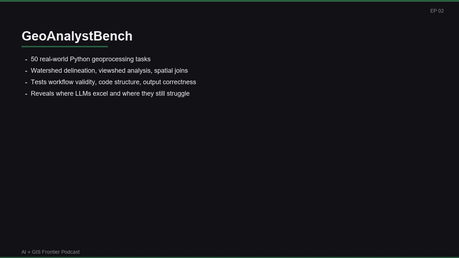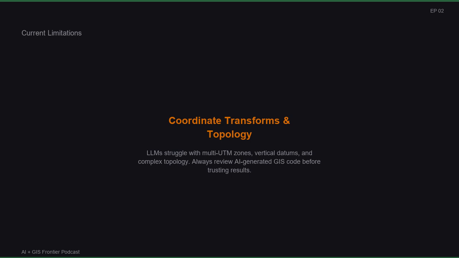Edge cases in coordinate transformations are a big one. The models sometimes get confused when data spans multiple UTM zones, or when you need to handle vertical datums for elevation data. Complex topology operations can also trip them up. And there is a real risk of the model generating code that looks correct but produces subtly wrong results, like calculating area in a geographic coordinate system instead of a projected one. For forestry applications where timber volume calculations have financial implications, you absolutely need a human reviewing the output.